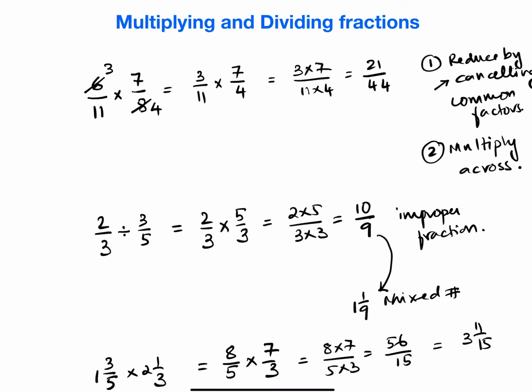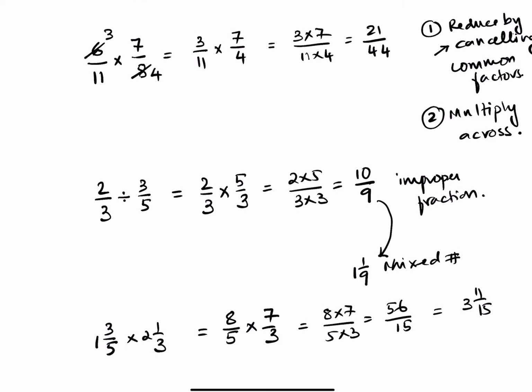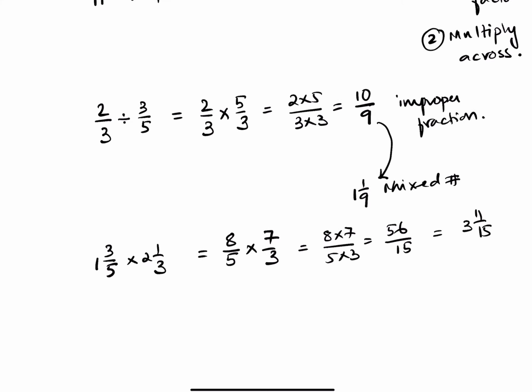If you're multiplying and dividing fractions, there are two steps to follow. Step 1 is reduce by canceling common factors, and step 2 is multiply across. If you're dividing, first you want to change the division sign into a multiplication, then flip the second fraction on its head, and then follow steps 1 and 2 to multiply those fractions out. If you get an improper fraction, change it to a mixed number as your answer. And finally, how do you multiply mixed numbers? If I take two mixed numbers and have to multiply them, I change them to improper fractions first and then apply the rules of multiplication to get the answer.